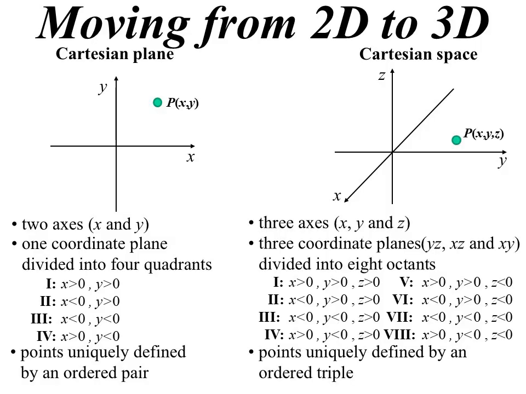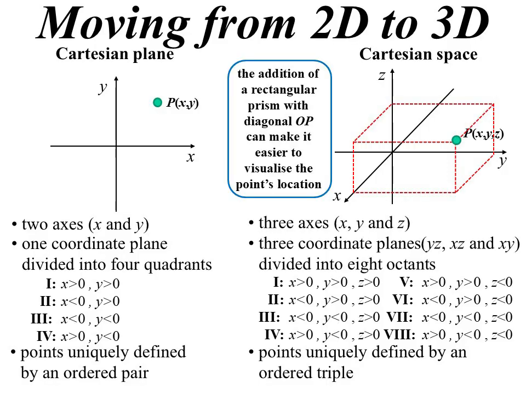But the point now is named with 3 pieces of information. So X, Y and Z. Problem is, our piece of paper is 2-dimensional, so to represent that, that's really hard to get a feel for where P actually is. So often we might draw in a rectangular prism like that, and then that gives us a feel for where it's actually sitting, in which octant and so on. Without that, as I say, it's a bit hard to work out.